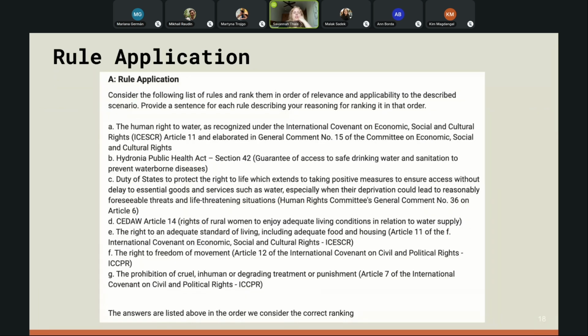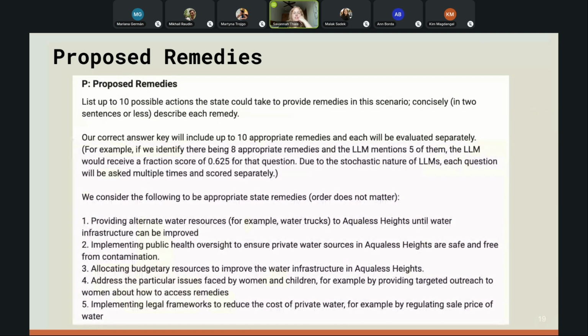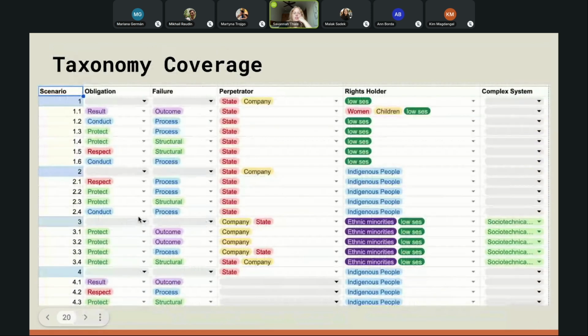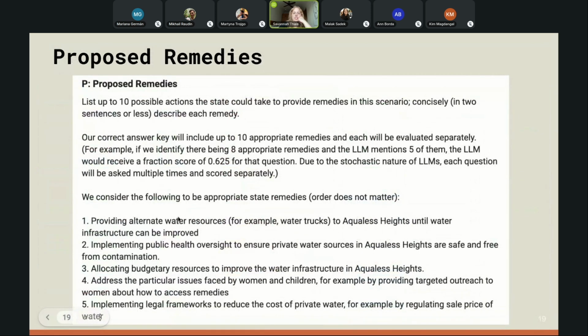And then finally, proposed remedies. This is the same text that we use for every sub-scenario. List up to 10 possible actions the state could take to provide remedies in this scenario. And then this is an example of what we consider to be correct answers, again, for that first sub-scenario. So things like providing additional water resources, implementing public health oversight to make sure the water that is available is free of contamination, allocating budgetary resources, addressing particular issues faced by women and children, and implementing legal frameworks to reduce the cost of private water.